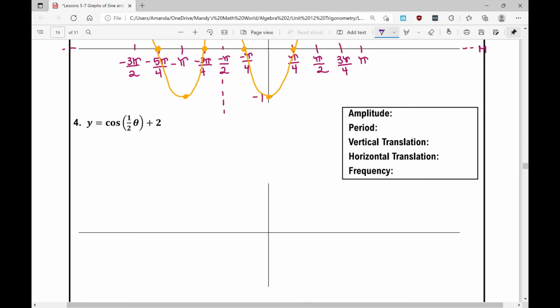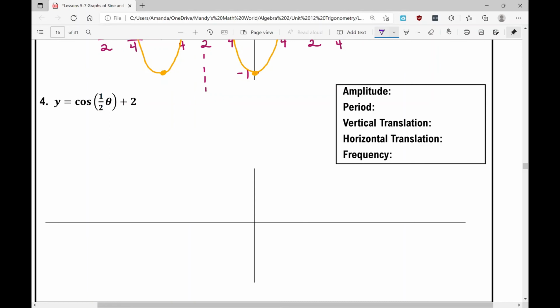The first thing I want to talk about is the amplitude. What's the amplitude? There's no number out in front, which means it's just 1. So we're going up to 1 and down to -1? Well, actually, no. Sorry. We're not going up to 1 and down to -1 because we have a plus 2 out here. What is that going to do? That's going to move our entire graph up 2 units.